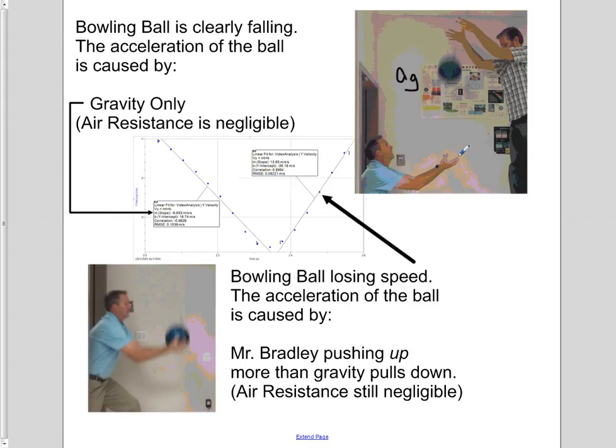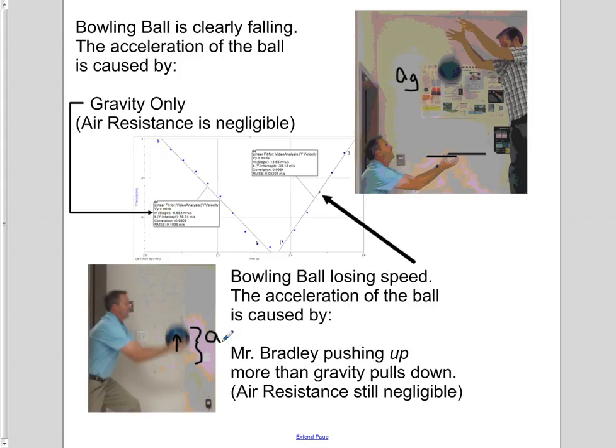Now, once he starts catching it, so as soon as the ball hits his hands at this point, then we would expect from here to as he moves his hands to catch it, because of course you can't just stop a bowling ball. It's pretty massive, so it's hard to stop. So as the ball moves downward while it's in his hands, Mr. Bradley would actually have to push up on the ball to make it lose its downward speed. So the acceleration is not caused by gravity anymore. The acceleration of the ball would be the acceleration because of the force that Bradley puts on the ball up.